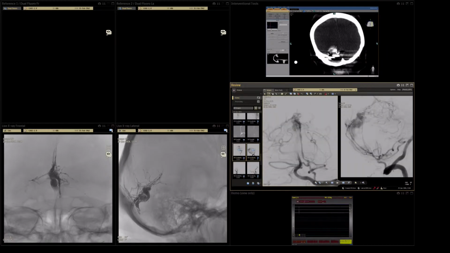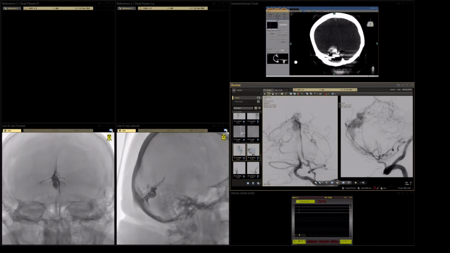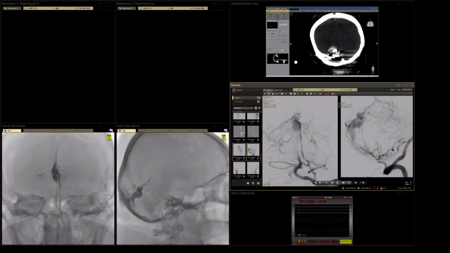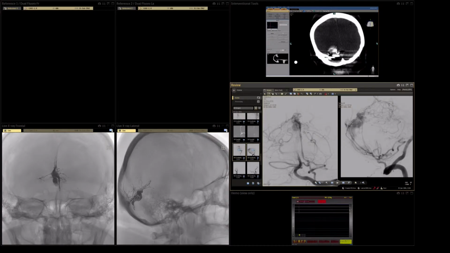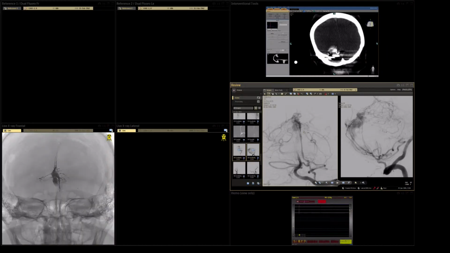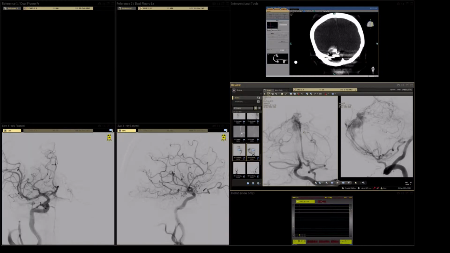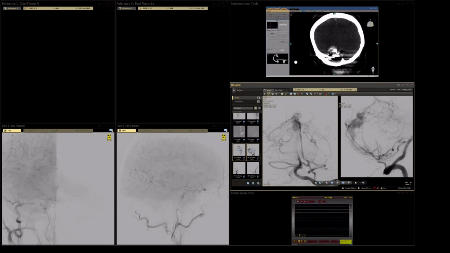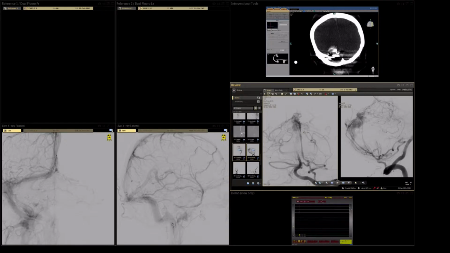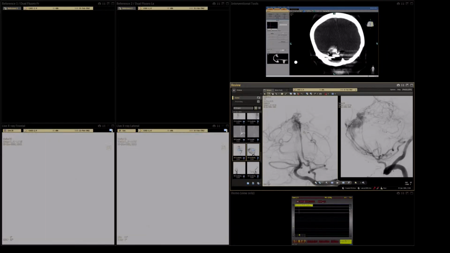Yes. We will give a little bit more, but I will wait a little bit longer. I will check the right side, and I'm not sure we need to check the left side. But we can check with the... It's an ICA territory. There is no more meningeal supply. I think the left side is the same.